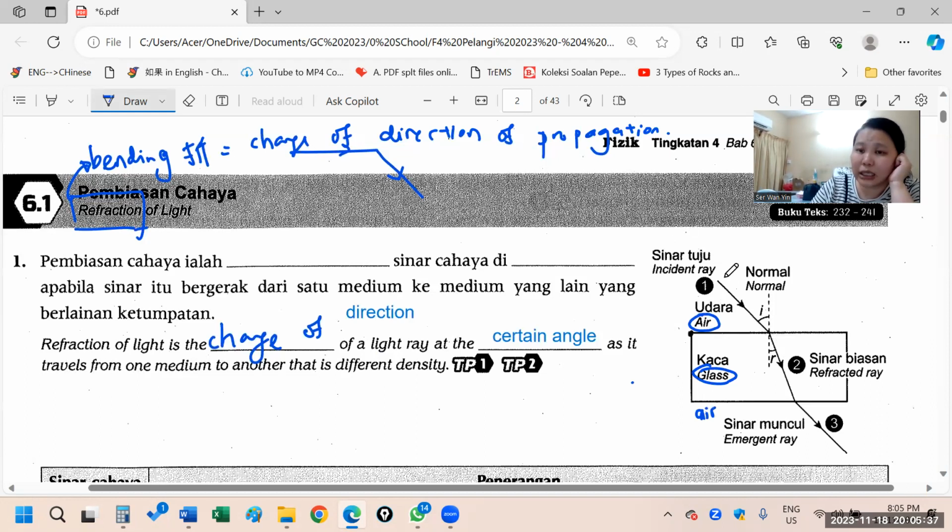Okay, the light ray that enters a medium, the light ray starts to enter some medium, is called the incident ray. And then the angle, this I, we call it the incident angle.